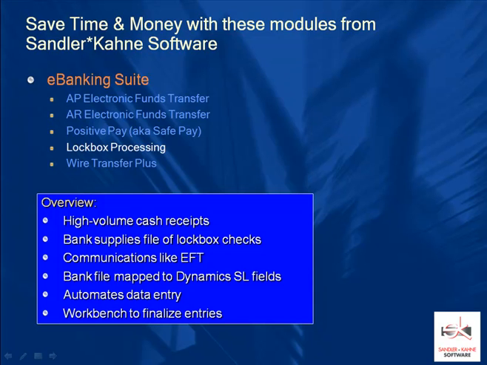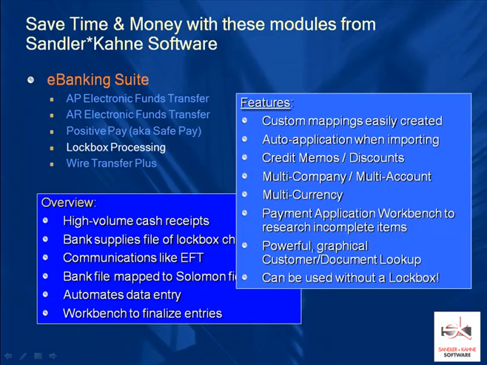Lockbox then imports that file into your SL system and automatically applies the receipts to the invoices it was able to match. This is a major time saver. Anything that can't automatically be matched up is put in a special workbench where we give you tools to help you zero in on what that check is for. As part of your module setup, we provide a tool for you to easily map your Lockbox file to your SL system. This is what facilitates the auto application when the file is imported. Lockbox Processing supports credit memos and discounts and is multi-company, multi-account, and multi-currency enabled.